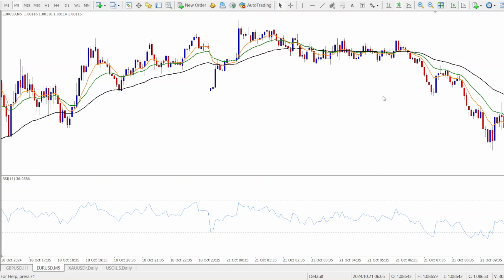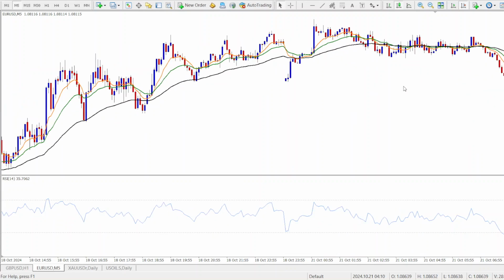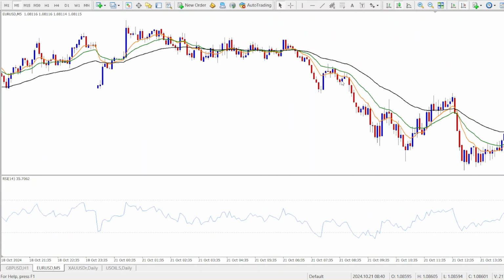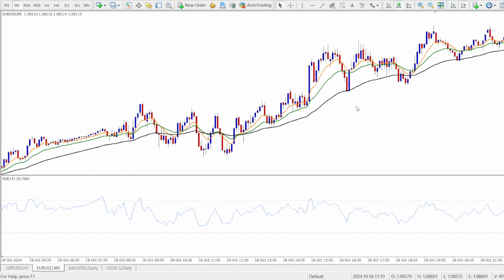The pullback signals a potential entry point, but you have to make sure that the continuation is confirmed. That's the reason why we're going to be using the RSI to confirm continuations after the pullbacks.